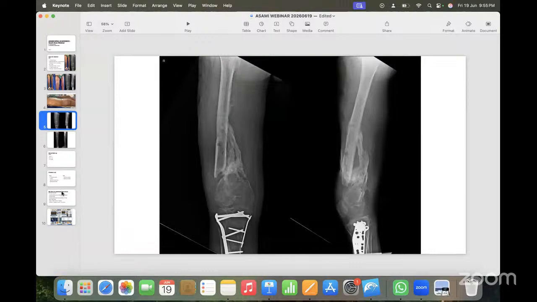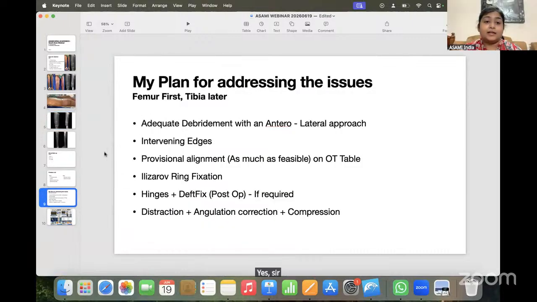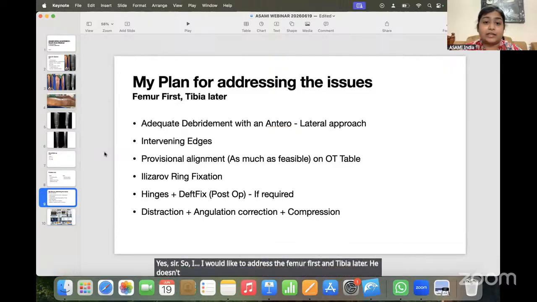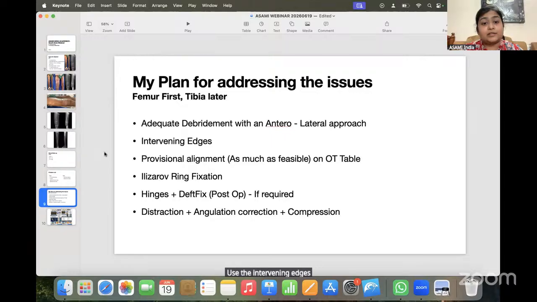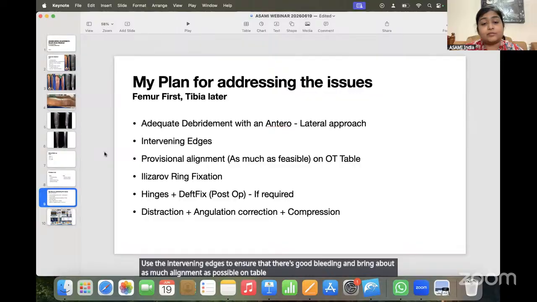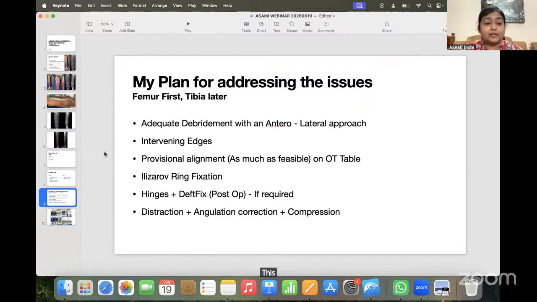So what is your plan now? I would like to address the femur first and tibia later. He doesn't have any pain or tenderness at the tibia, which is why I wanted to debride with an anterolateral approach and use the intervening edges to ensure good bleeding, and bring about as much alignment as possible on table with an Ilizarov ring fixation. Place hinges and plan for a deft fixator. This was my plan. I would like to know how to proceed with your input, sir.